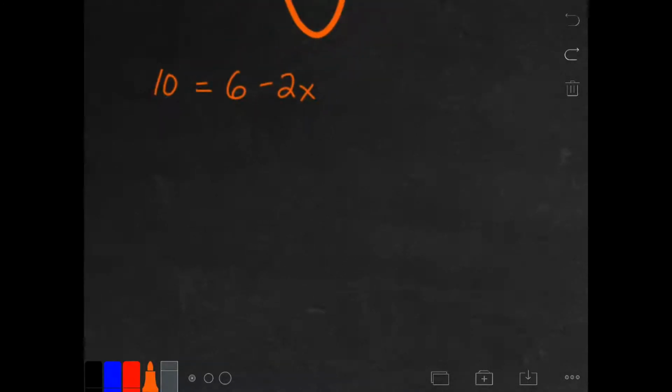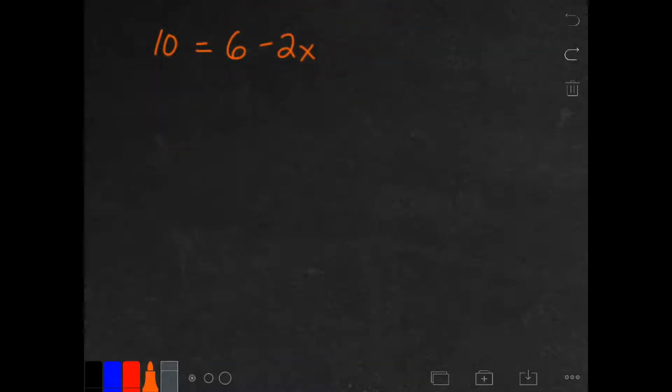My first one is 10 equals 6 minus 2x. Now if I were to substitute a value in for x here and follow the order of operations, the first thing I would want to do is multiply here and then subtract the 2x or add 6 to 2x. But to solve an equation, we're actually going to do the opposite or inverse order of operations. So we actually need to get rid of this positive 6.